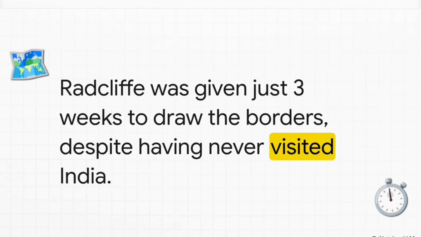But it gets worse. To draw the actual physical borders dividing millions of people, the British appointed a man named Sir Cyril Radcliffe and gave him exactly 3 weeks to finalize the line. 3 weeks! And here is the kicker. Radcliffe had never visited India in his life. He had absolutely zero first-hand knowledge of the local geography or the culture. He just sat there with paper maps and outdated census data, drawing a line that would literally cleave communities, rivers, and people's homes right in half.